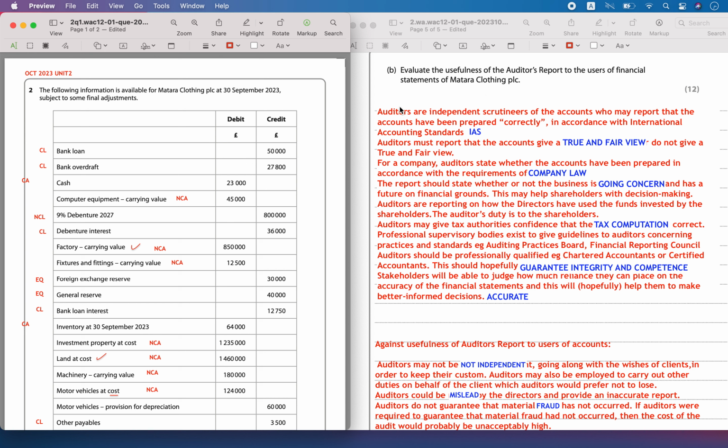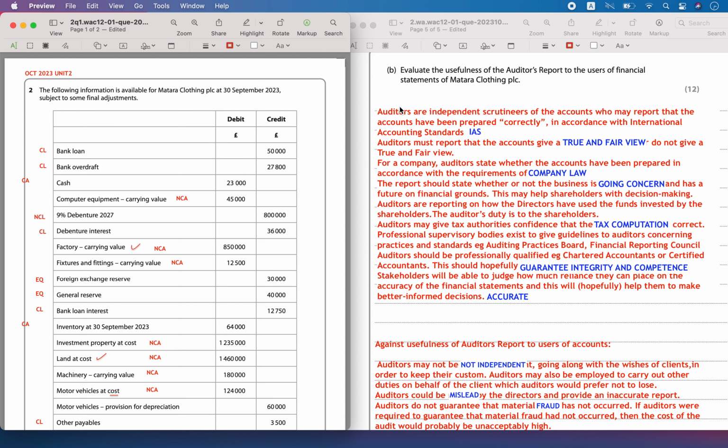So the auditors, when they prepare, are independent scrutineers who may report that the accounts have been prepared correctly in accordance with the IAS, which means they are following IAS standards, and it is a standard procedure across the world. Then they also will report a true and fair view. Then for a company, auditors state whether the company accounts have been prepared in accordance with the requirements of the company law, whether the company law has been followed.